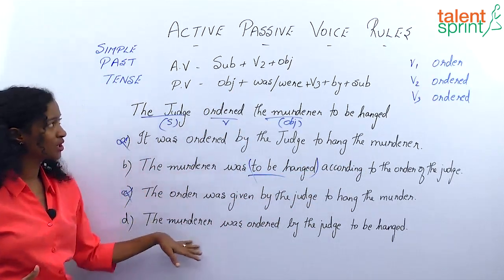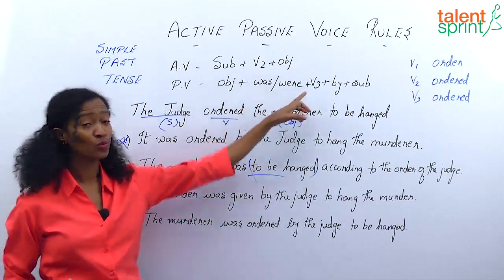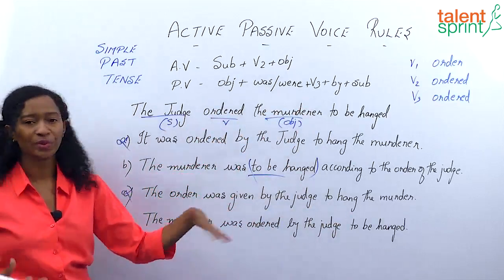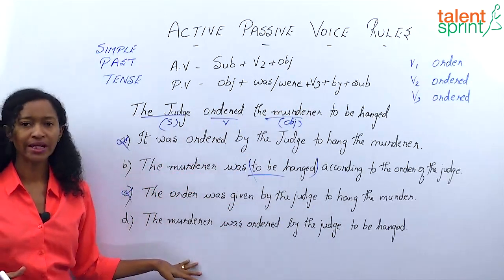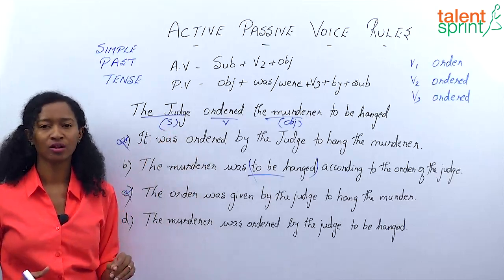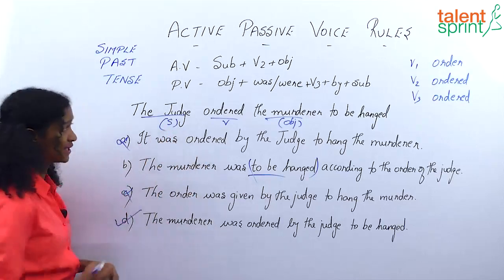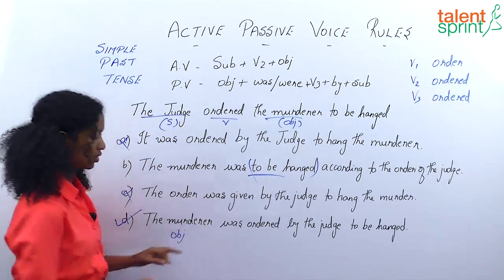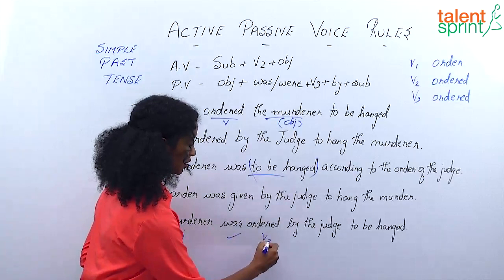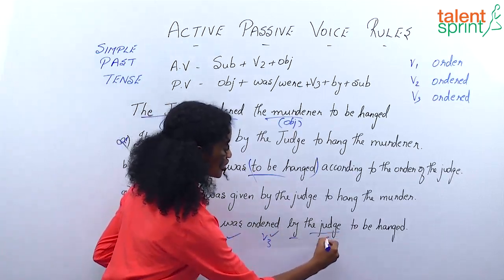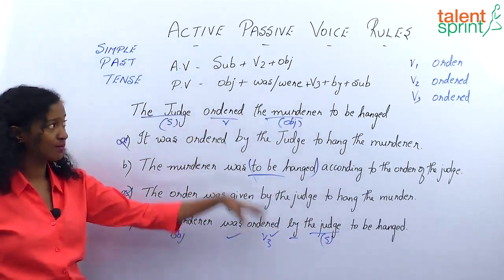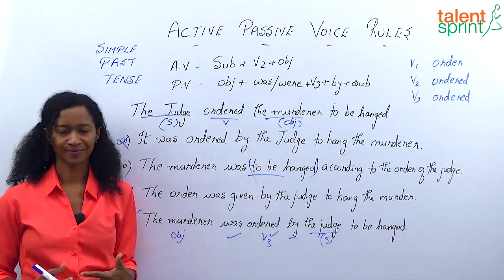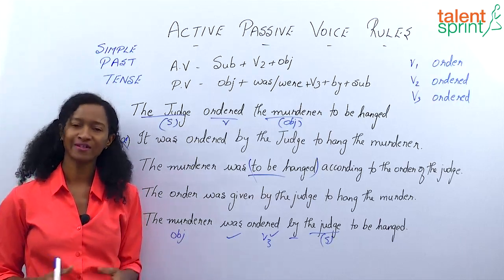Let's look at D. The murderer, object, was verb 3, ordered by the judge, who is the subject, to be hanged. Now this option D meets our required form. So option D is the answer, right? The murderer, object, was verb 3 by the judge, subject, to be hanged. Does it meet our form? Yes, it does, and that would be the answer. Let's move to simple future tense.